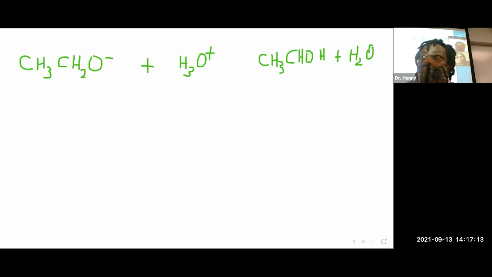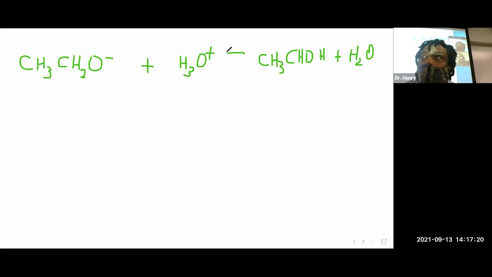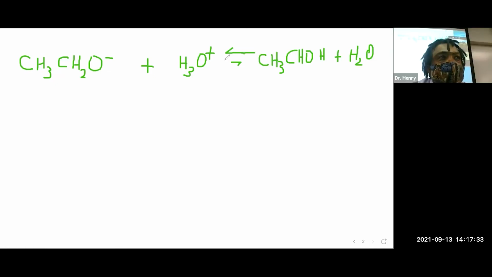Okay. I don't know if I'm right, but I put the arrow as favoring the reacted side, saying go in this direction. Yeah. Okay. Do you guys agree or disagree?